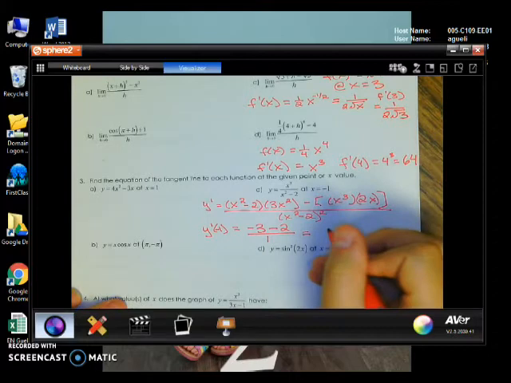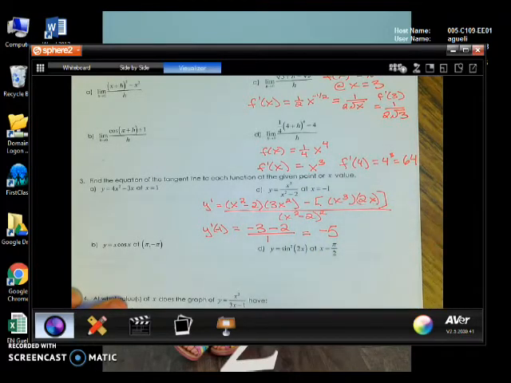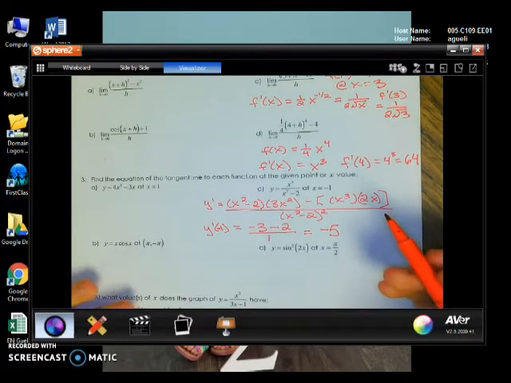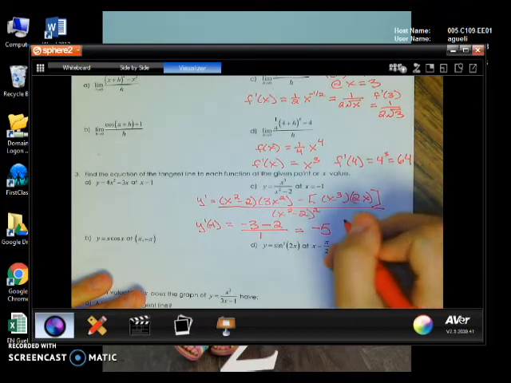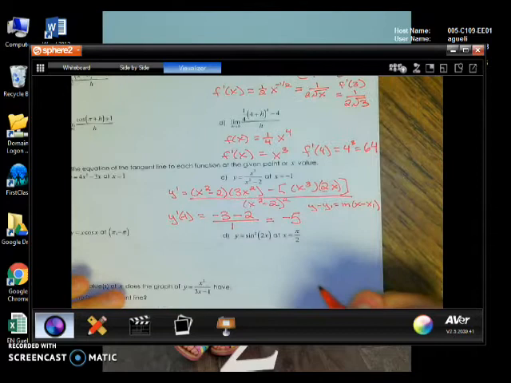So once you plug in, and again, you could have simplified it first. I just chose not to. So I have this negative 5. If you stop there, you're going to get points off because that is just the slope of the tangent line. They asked me to write the equation, so you need to figure out the y value, okay, the original y value, and then use point slope formula. Remember your point slope formula, y minus y1 equals m, parentheses x minus x1, okay.